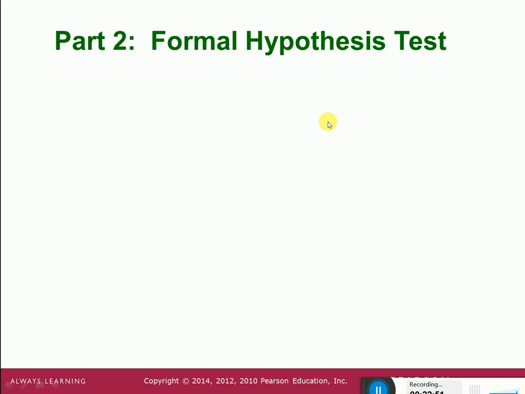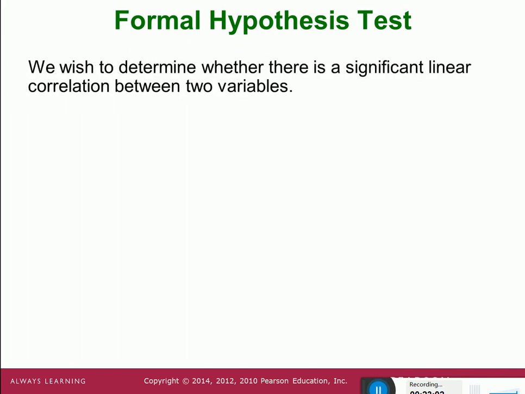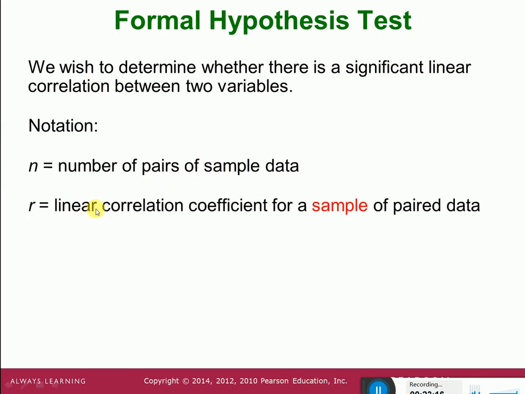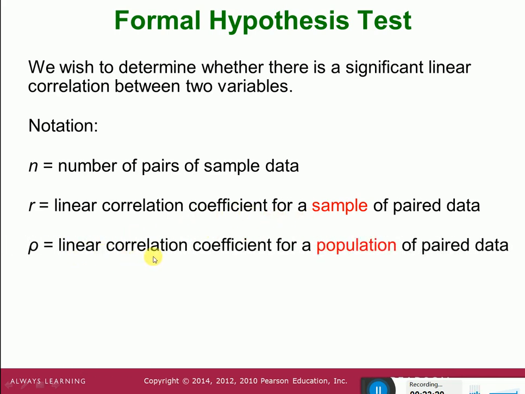Now part 2 is the formal hypothesis test. So go back to hypothesis testing. We wish to determine whether there is a significant linear correlation between the two variables X and Y. Notation. N is the number of pairs of sample data. R is the linear correlation coefficient for a sample of paired data, and rho is the linear correlation coefficient for a population of paired data.